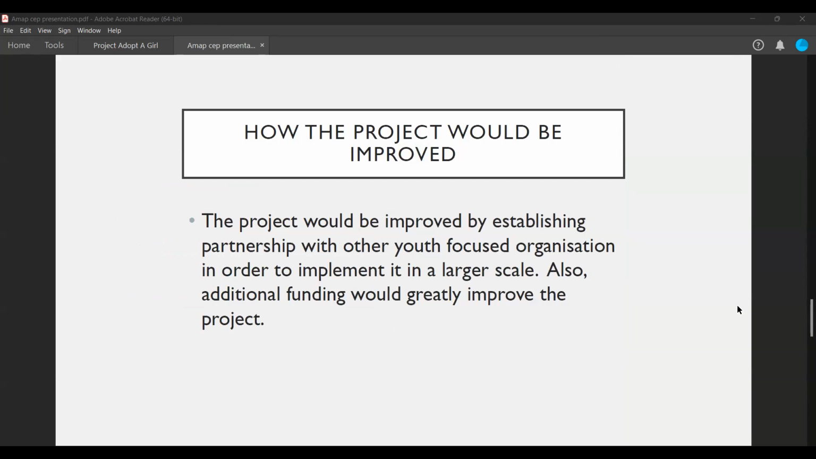So how the project will be improved. This project will be improved by establishing partnerships with other youth-focused organizations in order to implement it on a larger scale. I felt that if we are able to partner with other youth-focused organizations, especially around Sierra Leone and in our community, then we'll be able to implement the project on a very large scale, which will improve the project, and bigger impacts will be created.